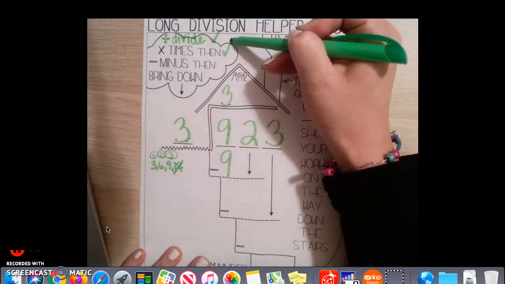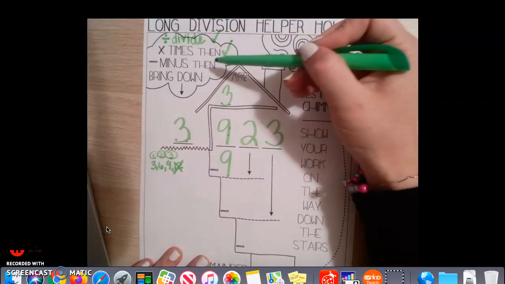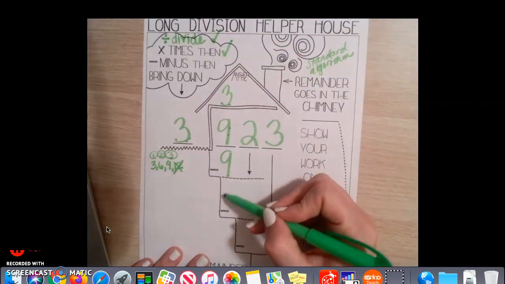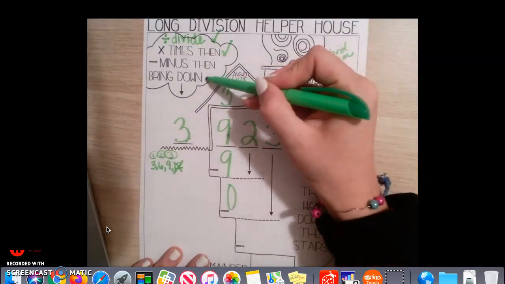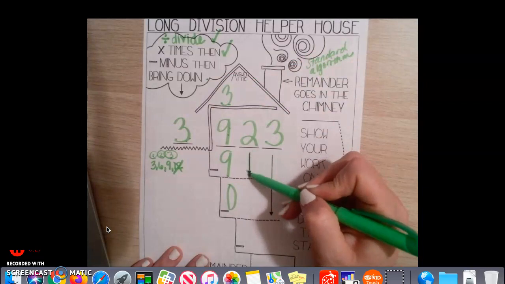Put that down in the basement. Then we're going to subtract. 9 minus 9 is 0. And then bring it down. We're going to bring down the 2 here.